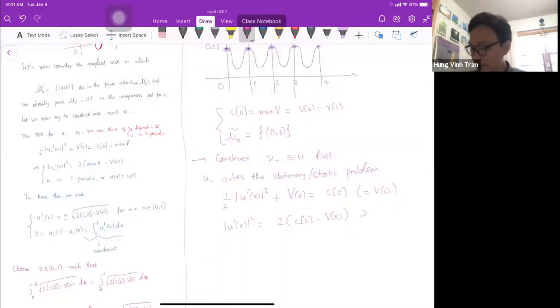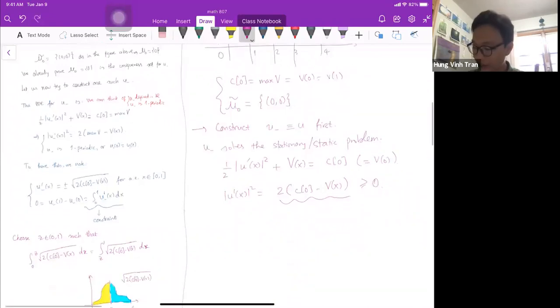This is rather convenient, since the right-hand side is greater than or equal to 0, so everything is admissible. And you can see clearly from this threshold that C naught cannot get smaller, because if C naught were smaller, then I wouldn't have the right-hand side greater than or equal to 0, and I need that so that it's admissible. Therefore, u prime of x is equal to either plus or minus the square root of 2 times C naught minus V of x.